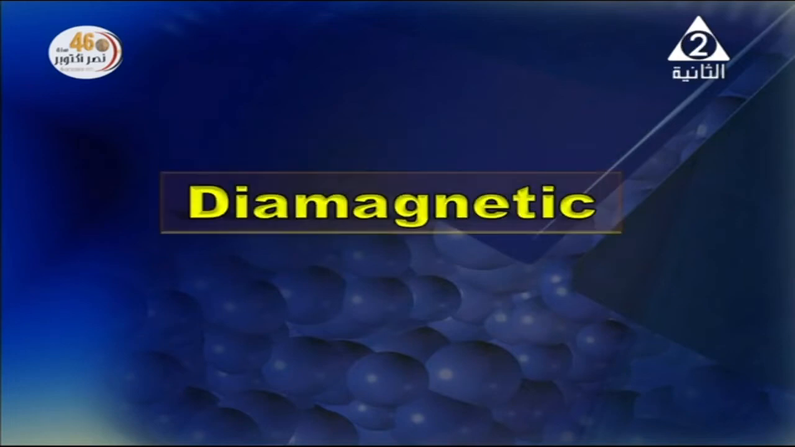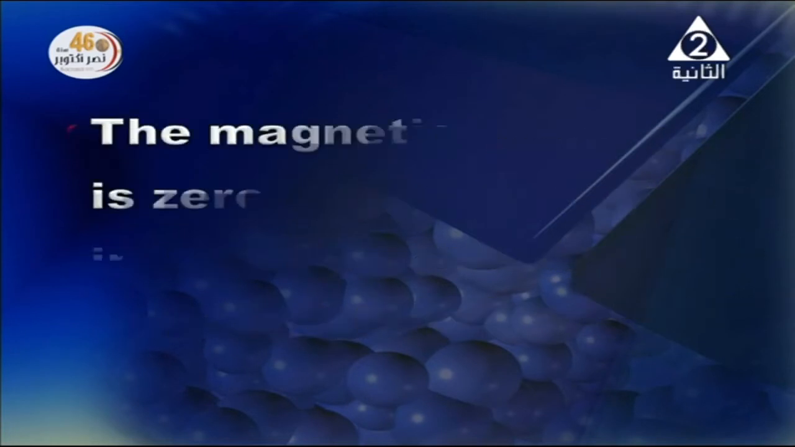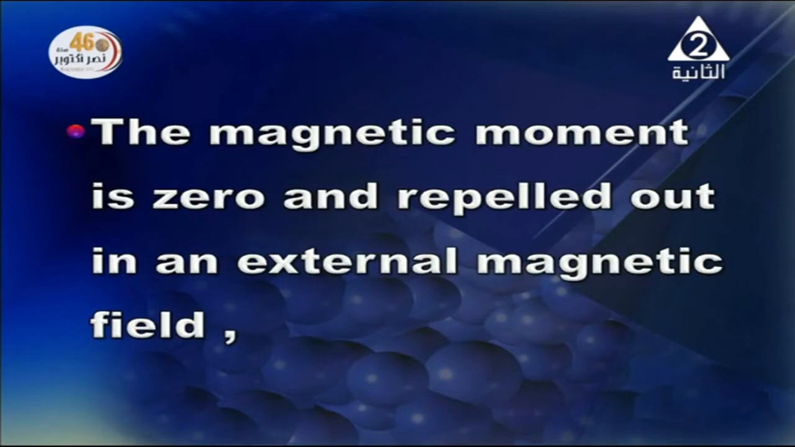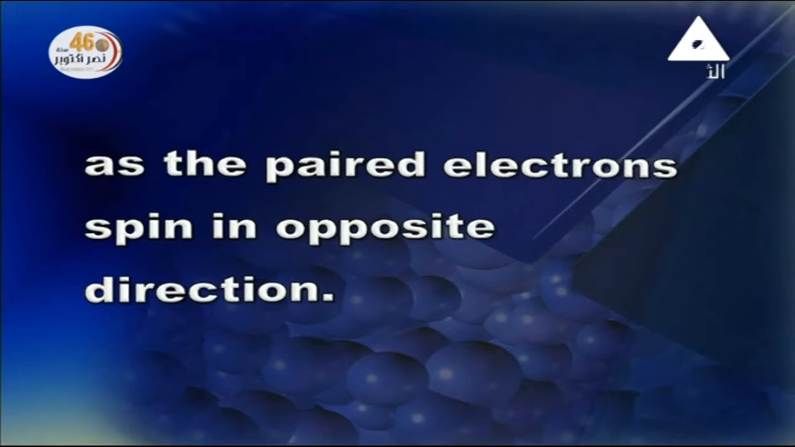The diamagnetic property for transition elements, my dear student, appears in the substance in which all the electrons in the orbitals are in paired state, and the magnetic moment is 0, so they are repelled in an external magnetic field, and the paired electrons spin in opposite directions, so no magnetic property is detected.